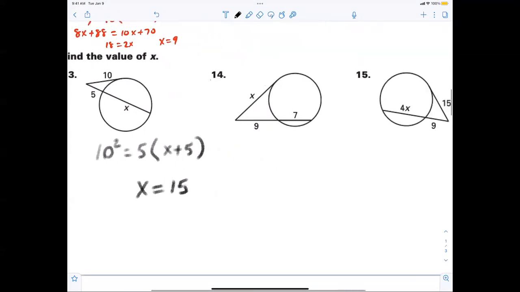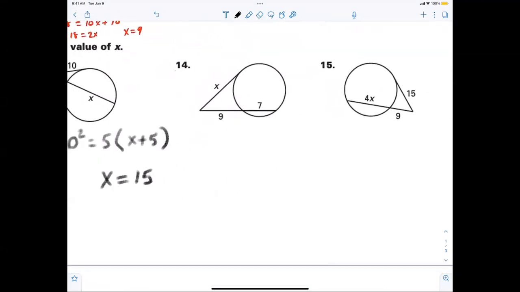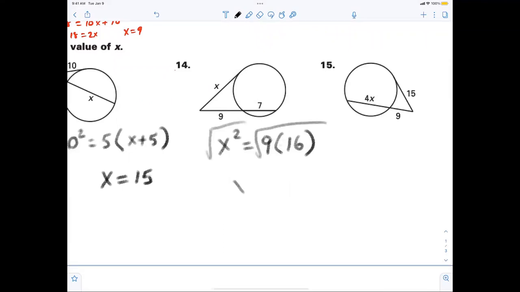Okay, 14 is where we start having a little bit of trouble. So what do I have on 14? X squared equals what? 9 times 16. Of course, we're not going to multiply 9 times 16, because we can just take the square root. So X is equal to the square root of 9 times the square root of 16, 3 times 4. There you have it, guys. Anybody have any issues with 14?